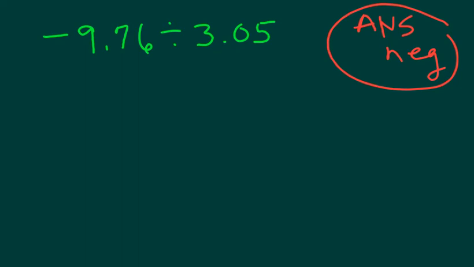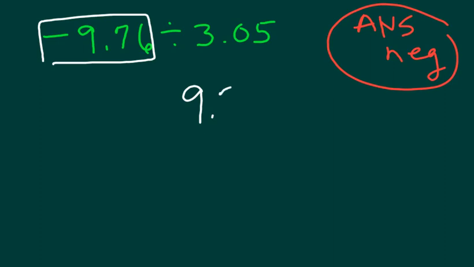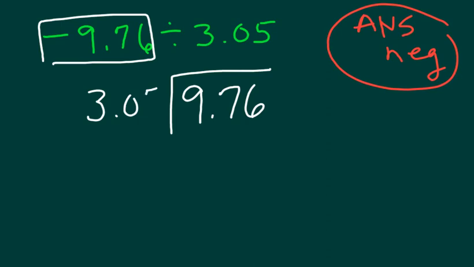Now, second thing to think of, which number goes in the box? The first number goes in the box. Now, I know it's -9, but I'm only going to put the positive number in the box because I already decided that my answer was negative. So I don't need to worry about the negative anymore. This goes outside the box. Now, I can't divide if I have a decimal over here. I have to do over, over, up.